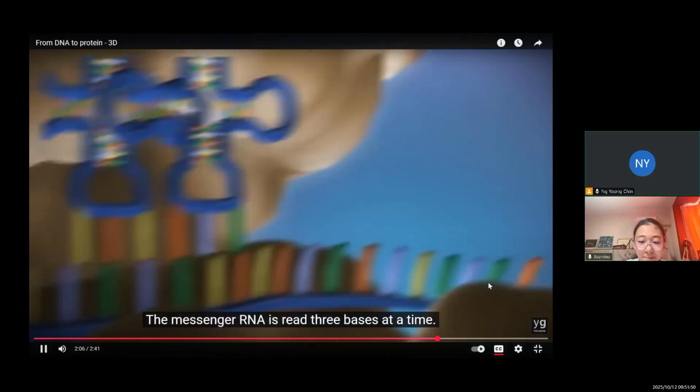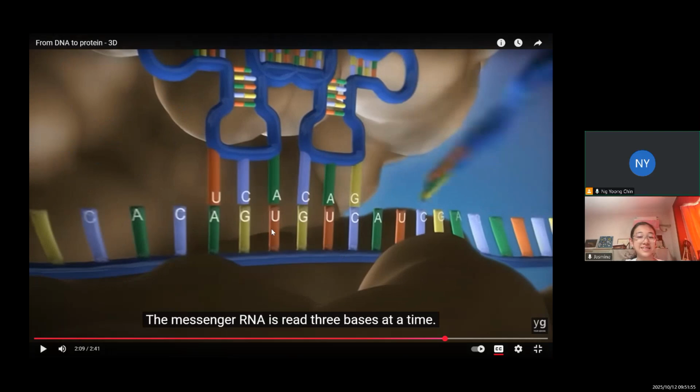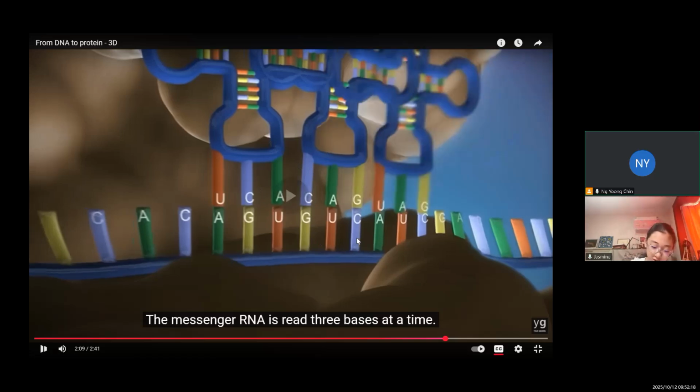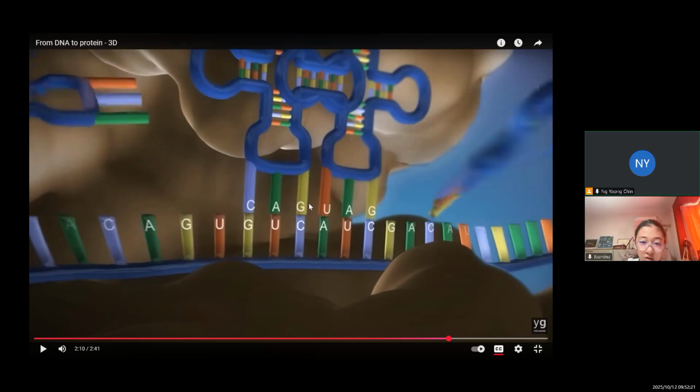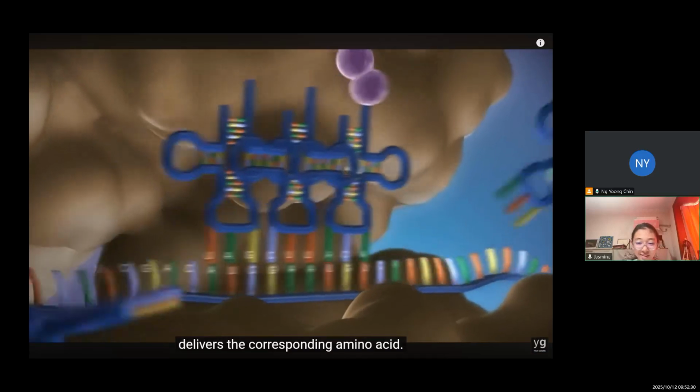The messenger RNA is read 3 bases at a time. So the codon, right? Codon is here, which is the nucleotide bases on the messenger RNA. Then how about the tRNA? You can see the tRNA also has bases. The name is known as anticodon. See, they just form base pairing. So this is called complementary base pairing. Each triplet is read. A transfer RNA delivers the corresponding amino acid.